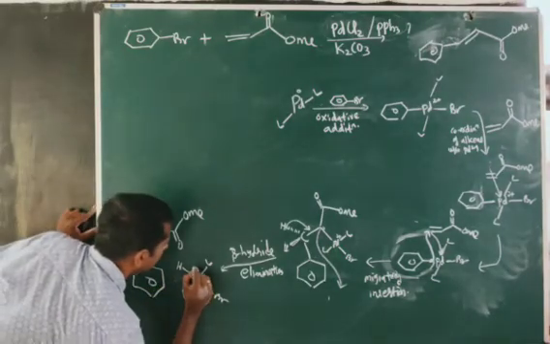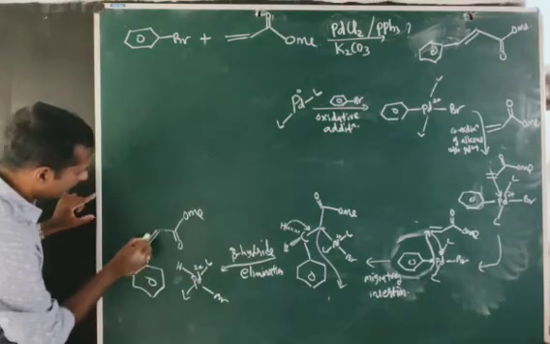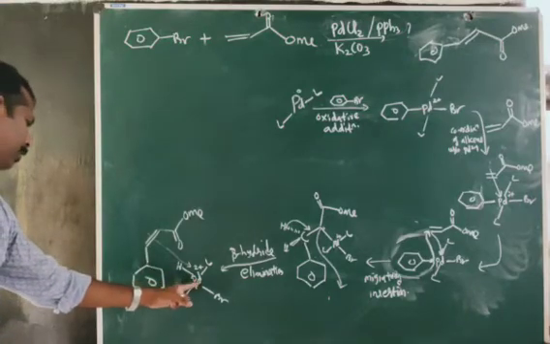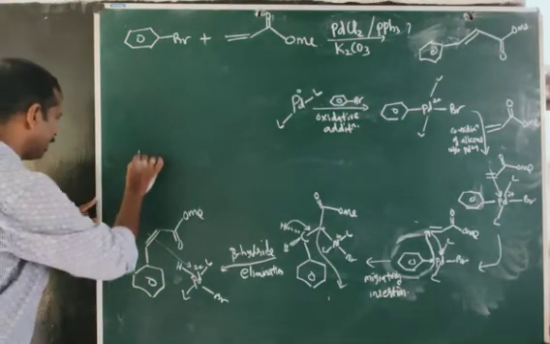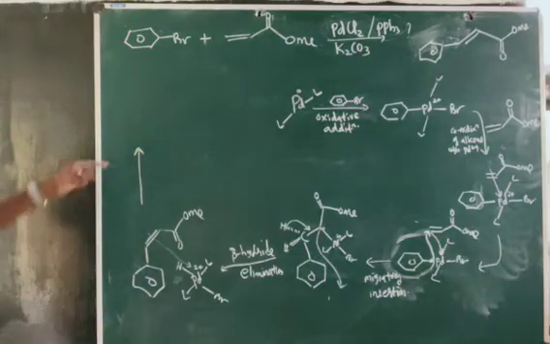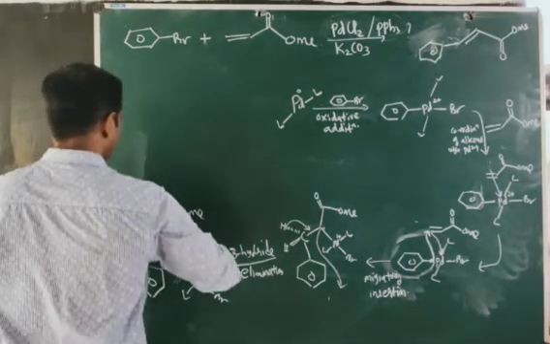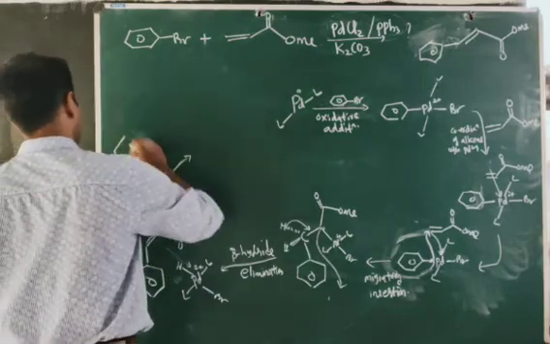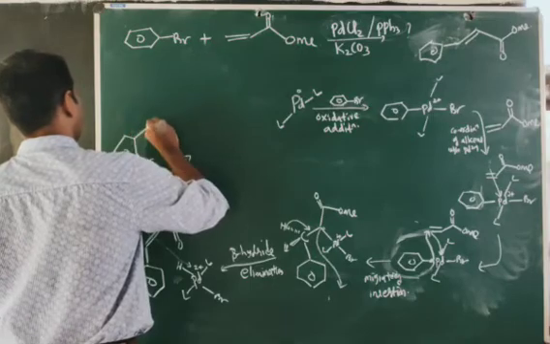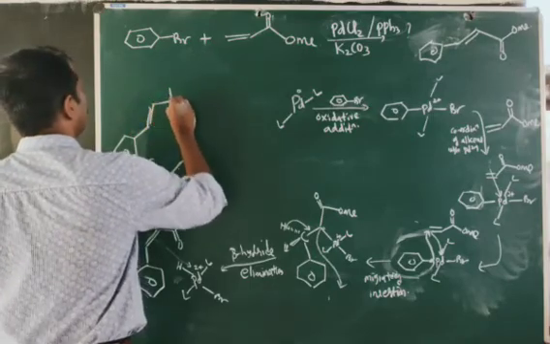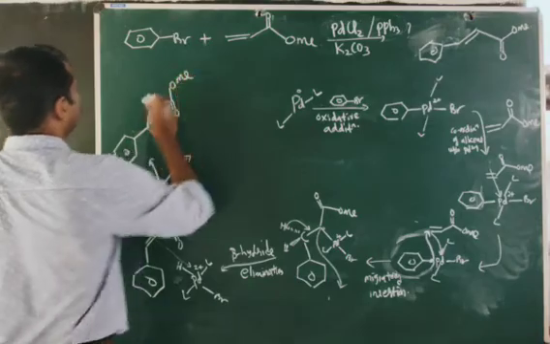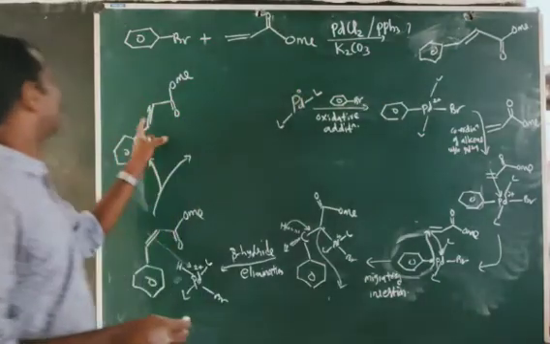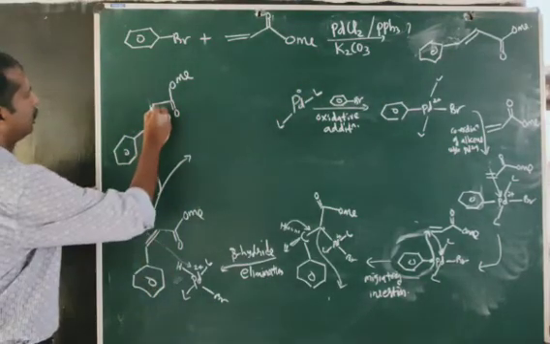Again, this is in the +2 oxidation state, 2+. There is a coordination between the alkene and Pd2+, but that interaction will immediately break, and it will change into our final product. The interaction breaks, and we get our product like this, with the double bond OMe. A substituted alkene we are getting. This is our product.